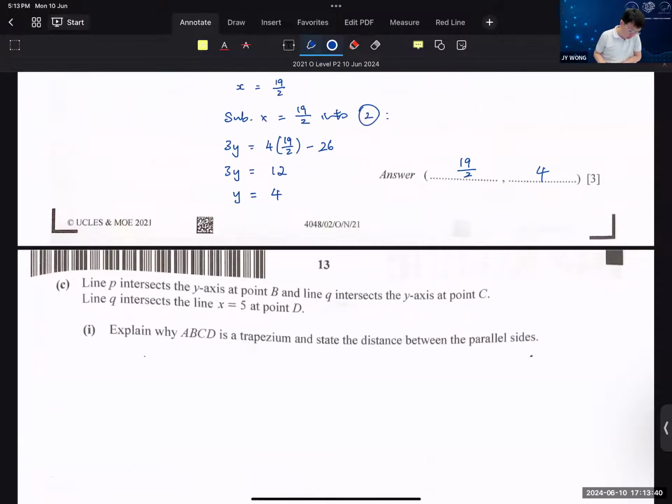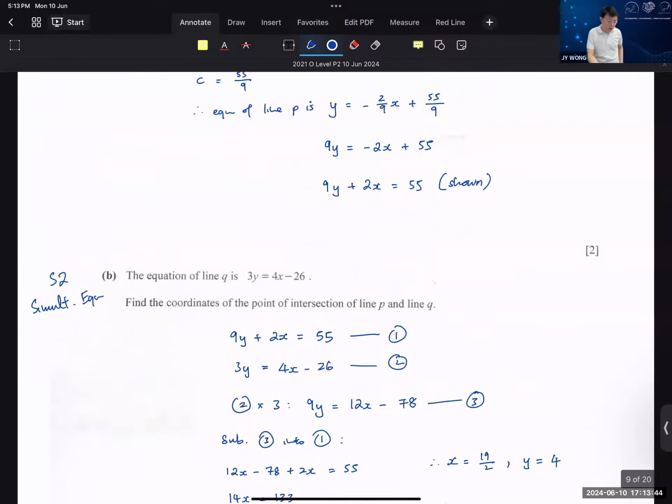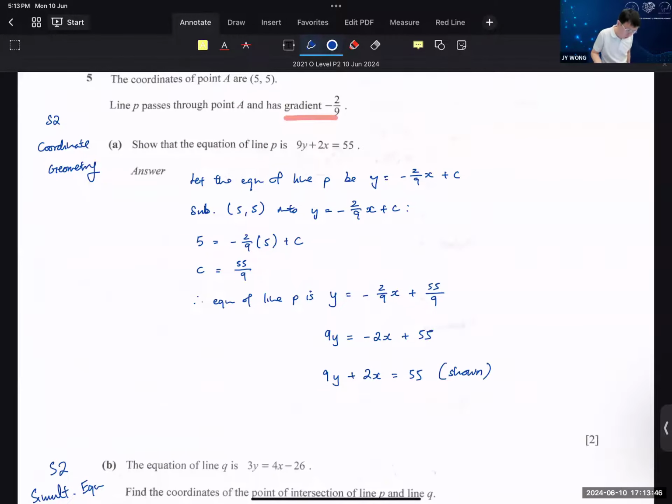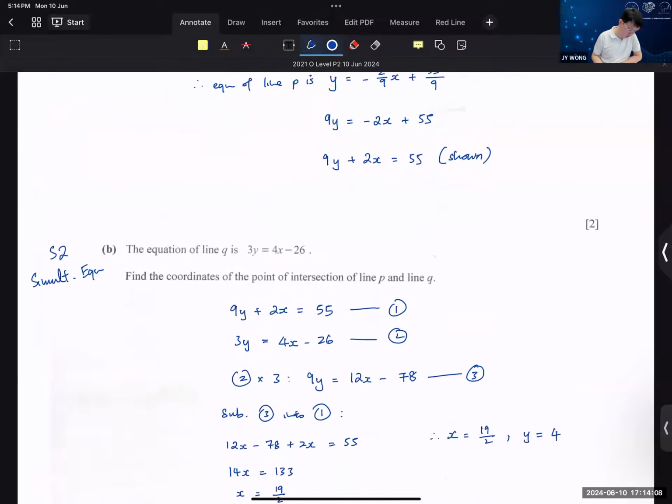So we have the equation of line P just now. Line P, number 1, we know passes through the coordinate A, point A. And the equation is y equals negative 2/9 x plus 55/9, which means that your y-intercept for line P is 55/9. 55/9 in mixed number form is 6 and 1/9. So that's what I'm going to write.